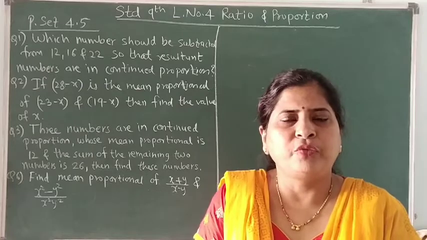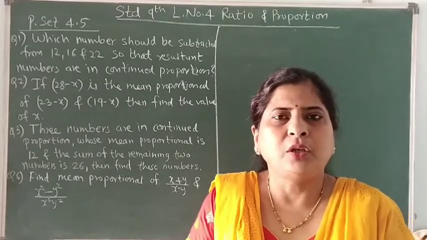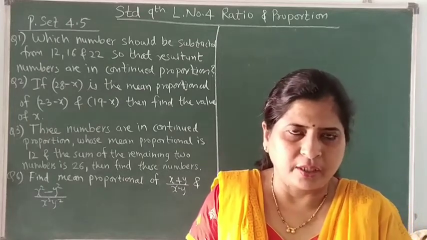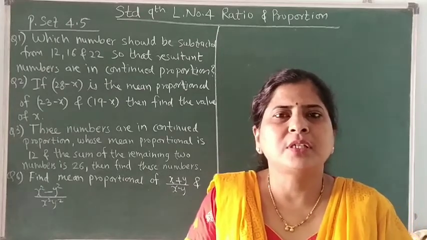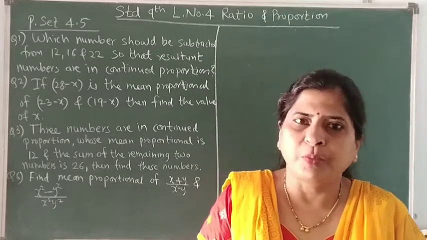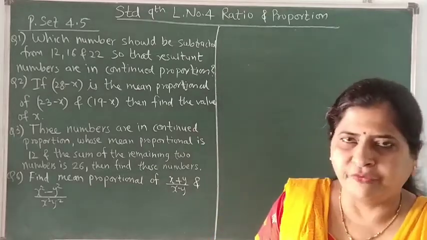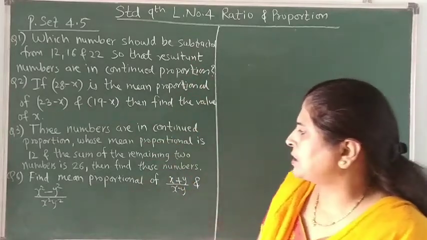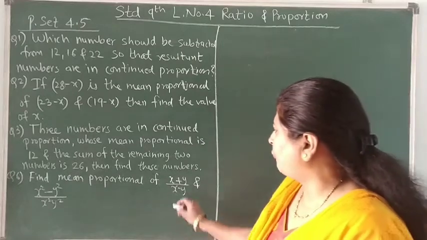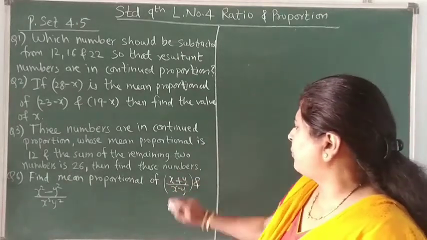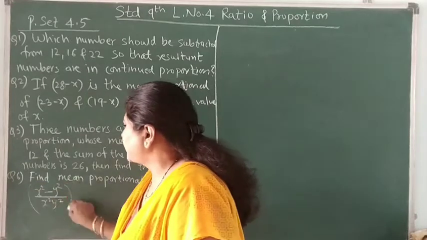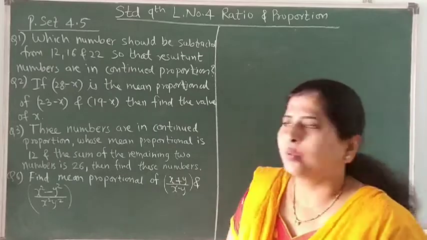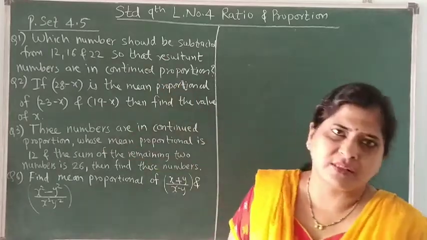In our previous video, we have seen what is the meaning of continued proportion and we have solved some basic sums on it. Now let's solve some more questions using the concept continued proportion from practice set 4.5. These 3 questions are word problems for second, third, and the 6th question is to find mean proportional of these two terms x plus y upon x minus y and x square minus y square upon x square y square. Let's solve this 6th question first and then let's go for these first 3 questions.